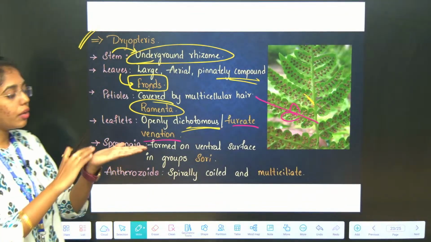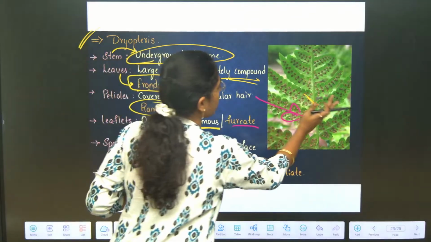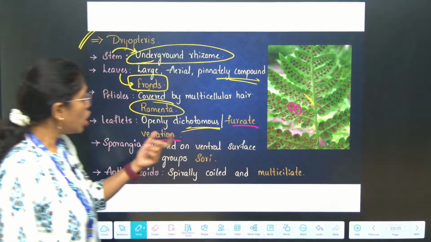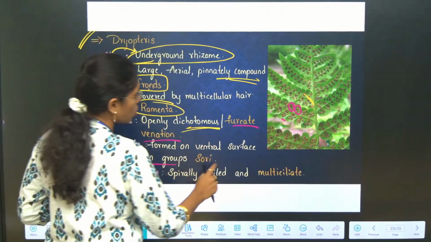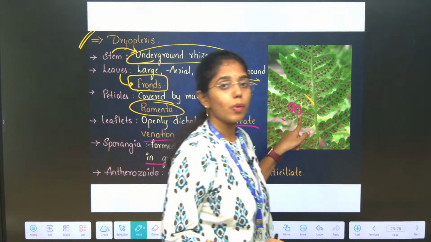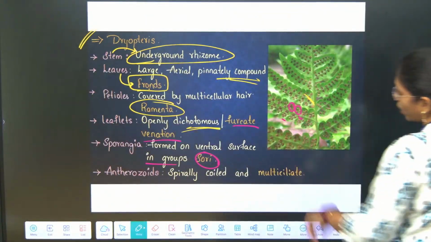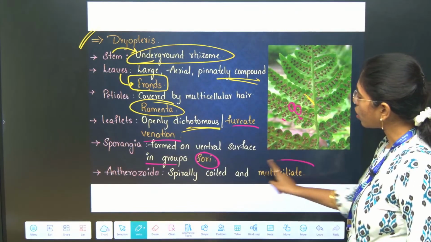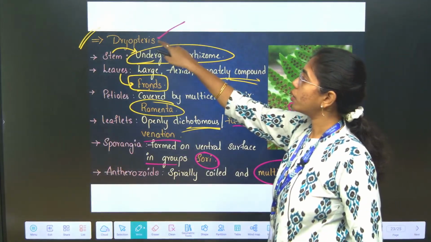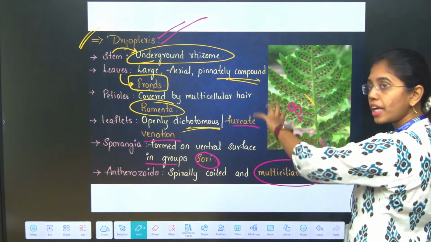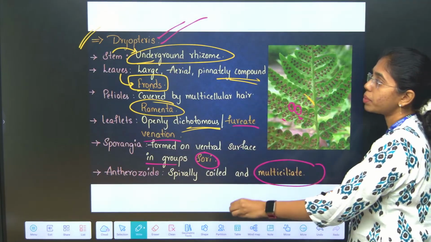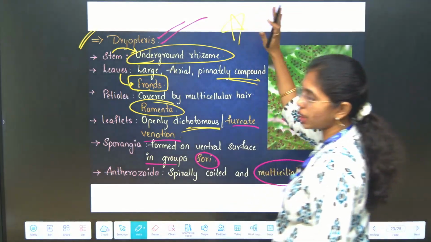Sporangia are formed on the ventral or adaxial surface. Over the ventral surface, sporangia are present, grouped into sori, and in these sporangia spore mother cells are present which undergo sporic meiosis. Antherozoids are coiled and multiciliate. These are characteristic features of pteridophytes. This is extra for NEET; for NEET aspirants this is not required. This slide belongs to EAPCET aspirants.